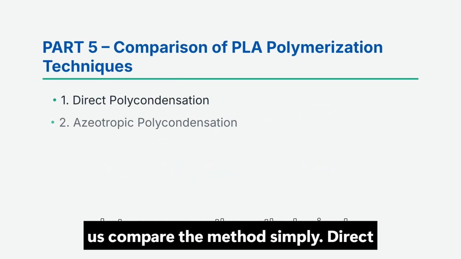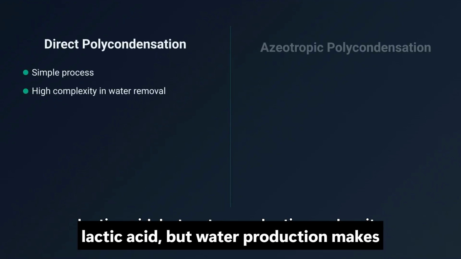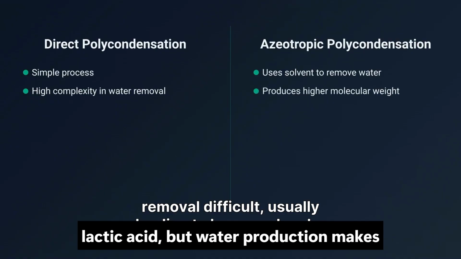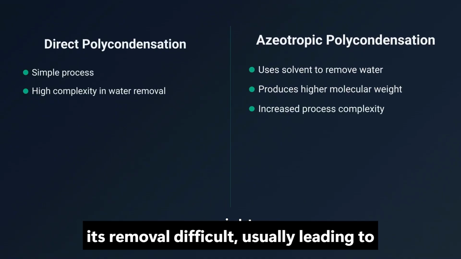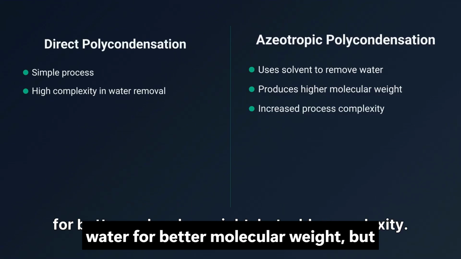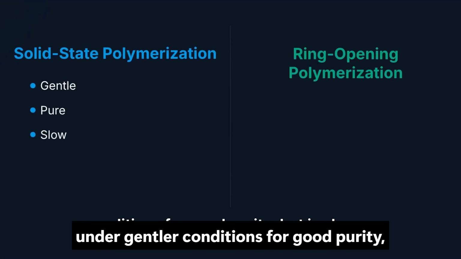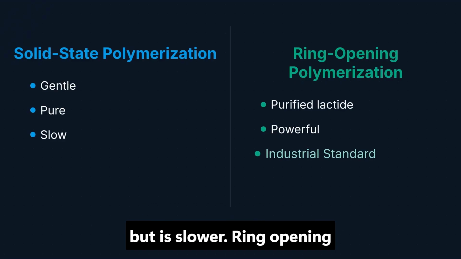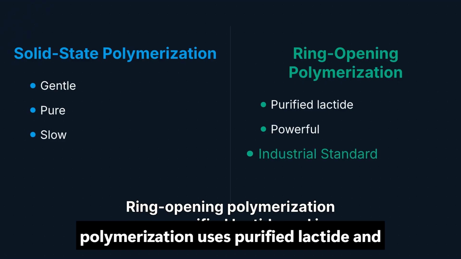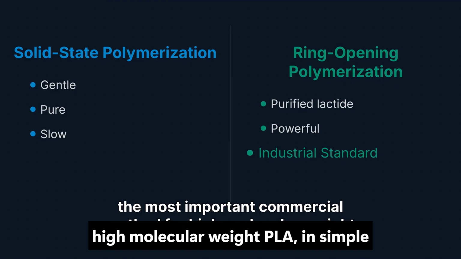Let us compare the methods simply. Direct polycondensation is a simple route from lactic acid, but water production makes its removal difficult, usually leading to lower molecular weight. Azeotropic polycondensation uses solvents to remove water for better molecular weight, but adds complexity. Solid-state polymerization uses pre-polymer chips under gentler conditions for good purity, but is slower. Ring-opening polymerization uses purified lactide and is the most important commercial method for high molecular weight PLA.